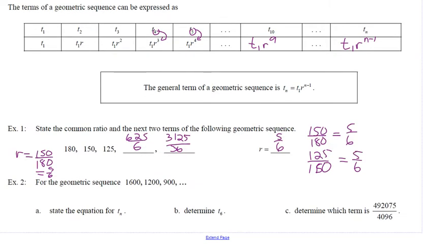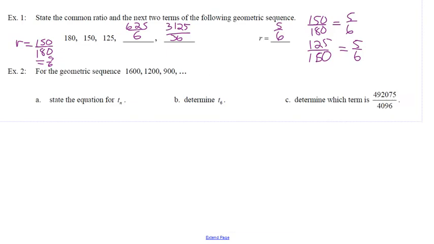For the geometric sequence 1600, 1200, 900, etc., state the equation for t sub n. So what I'm going to do is list what we know here. t1 for this sequence is 1600, that's easy. What's r equal to? We can't figure it out right away, so we're going to have to calculate it. We'll go 1200 divided by 1600, which is 0.75, but let's go with 3/4.